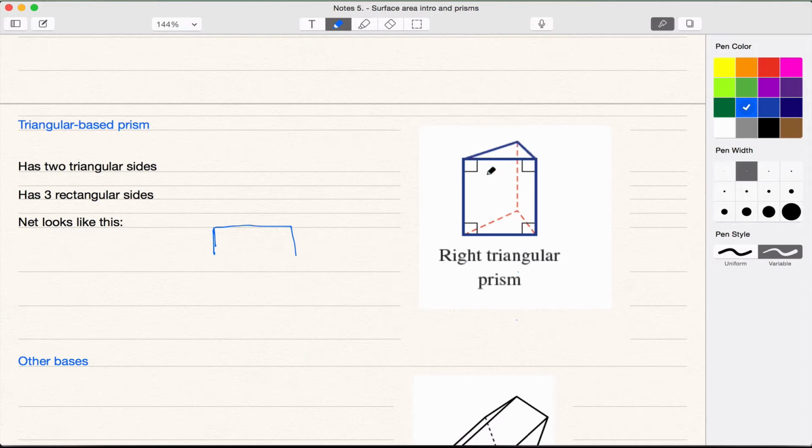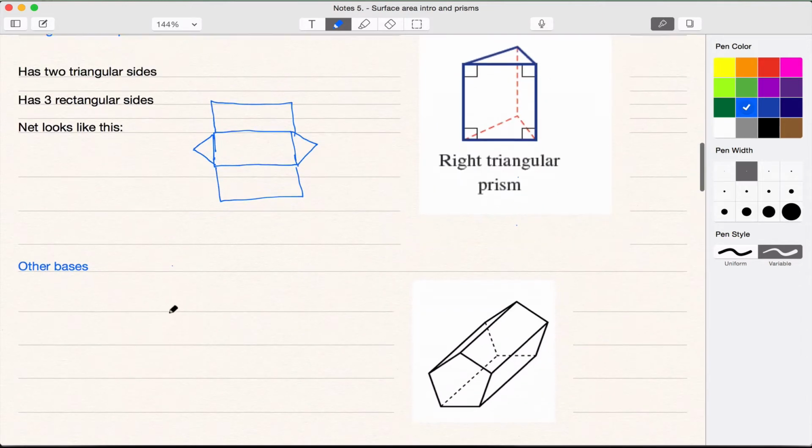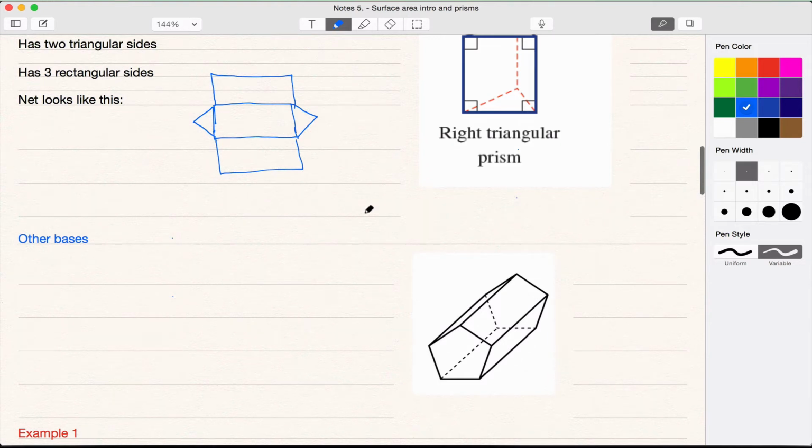See how this side's a rectangle? And the two slanting sides will be rectangles as well. So I'll draw one of my rectangles, put my triangle on there. This time I'm only going to have three rectangles to make up the three sides of the triangular based prism. Two triangles, three rectangles.